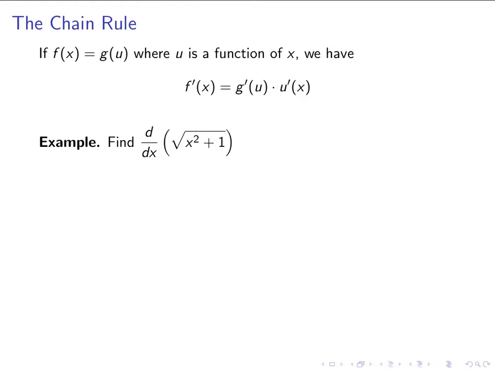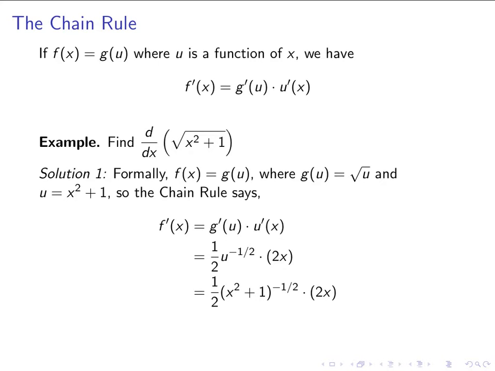So here's an example. Let's find the derivative of the square root of x squared plus 1. So in this case, the g of u function is square root of u. That's our outside function. And the inside function is u equals x squared plus 1. So in other words, I'm taking the square root function and I'm changing the input of it into this more complicated x squared plus 1. That's what I mean by these functions look like they come from a substitution.